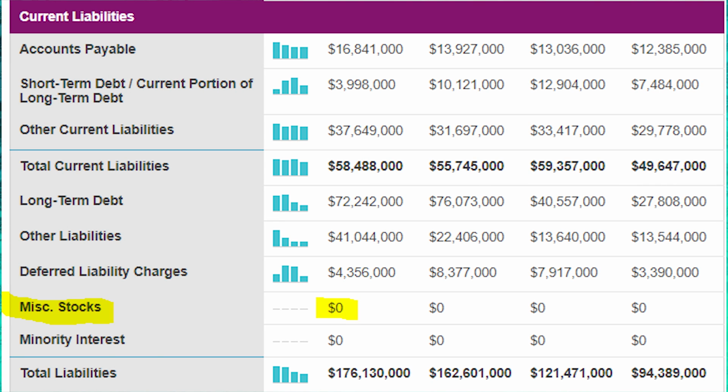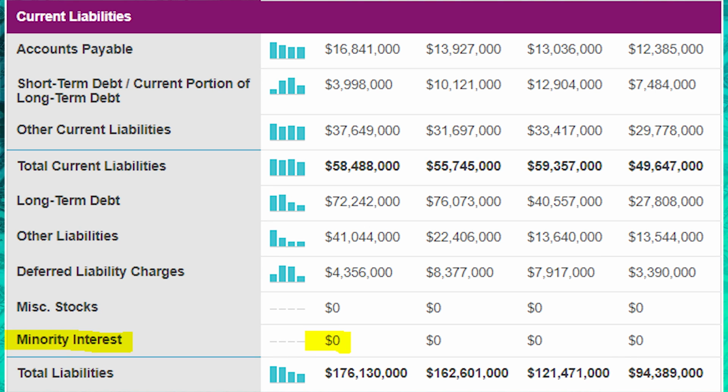Then we have miscellaneous stocks at 0, and I don't normally see any values there, but if I were to ever see any value there, I would probably just refer to their annual report and see exactly how they break it down and see what they're listing there, but otherwise I just ignore that one. And then we have minority interest also at 0, and I'm not too familiar with this one, but I think it just accounts for the liabilities of a subsidiary that they own less than 50% of, which makes them a minority holder of the company.